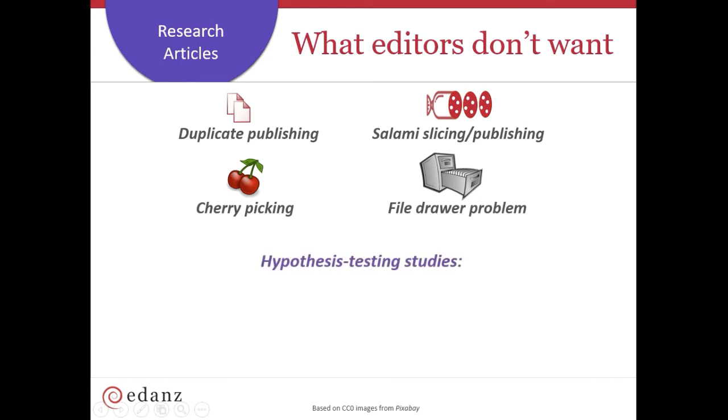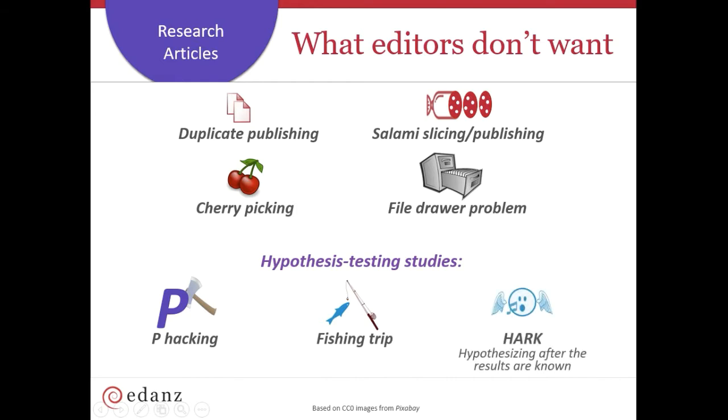And for hypothesis testing papers, journals don't want p-hacking, or using many different statistical methods or collecting more data to achieve a positive result, or fishing trips or data dredging to test all combinations of data to get an interesting result. A related problem is HARK, or hypothesizing after the results are known, where authors find a positive result and then change the original hypothesis to make it fit the data. So make sure you haven't done these things and that your study is reproducible.